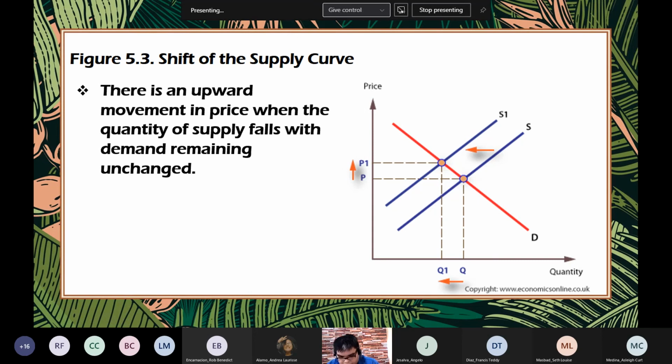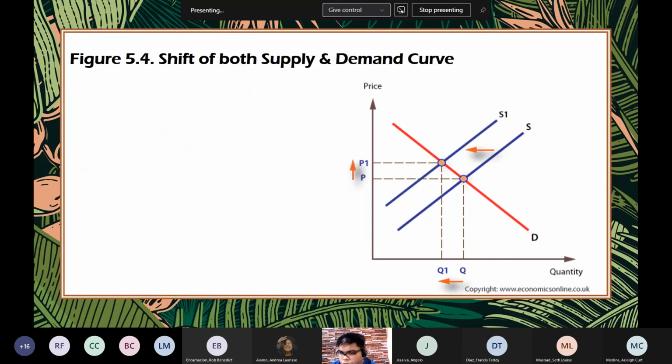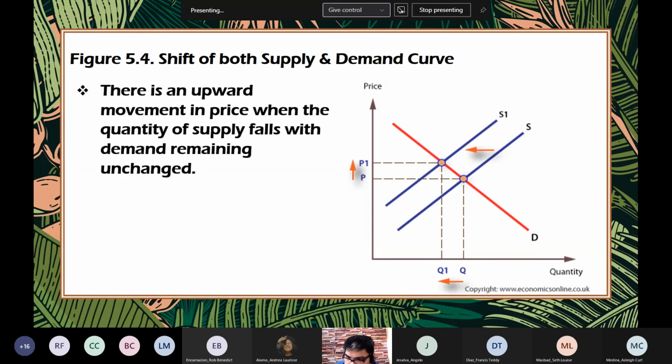Last one. Shift of both supply and demand curve. Sino si MJ? Tapos na eh. Tapos na siya na eh. Wait lang. Miss Osea, kindly read. Sir, hindi po ba? Yes, I can hear you.